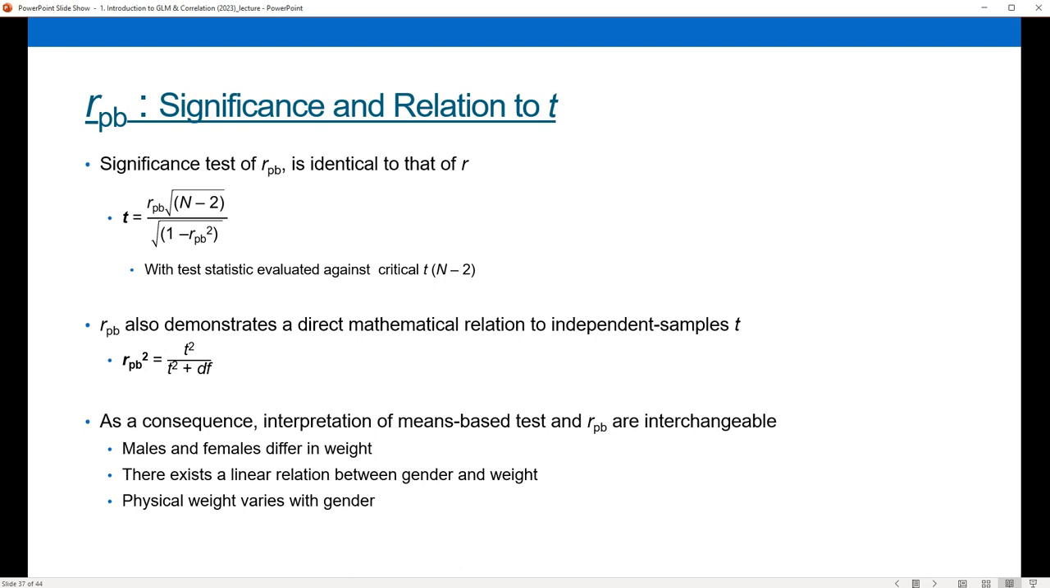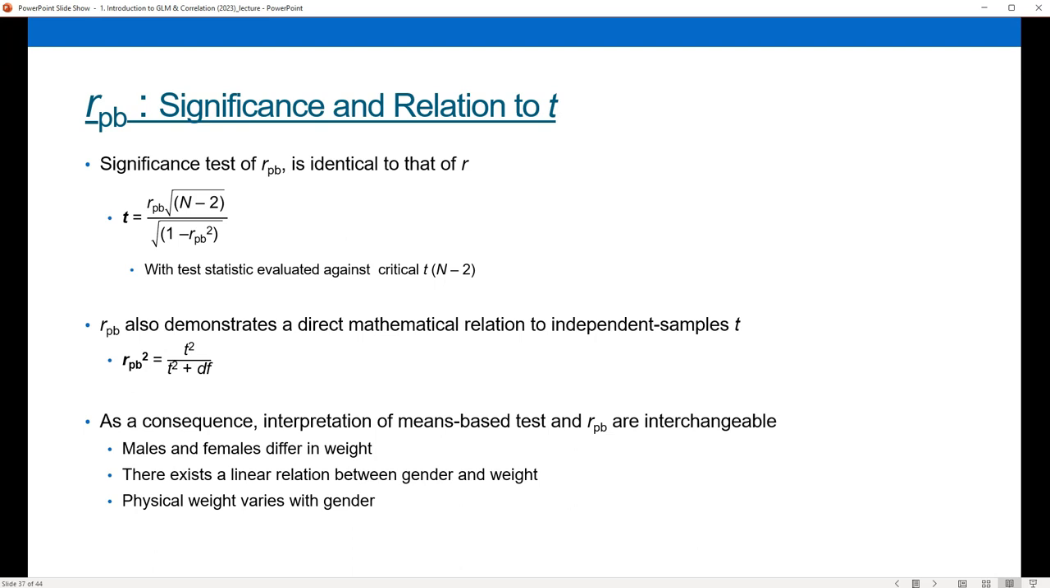So I can talk about men and women differing in weight on average, right? We say on average, men have greater mass than women. That's kind of a t-test, a group-based analysis. But I can also talk about this as saying there's a linear relation between sex and weight. I can say that the average mass in the population of men is different than the average mass in the population of women, right?